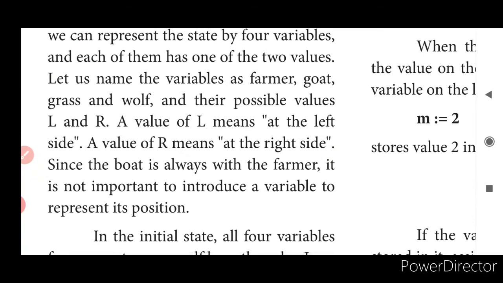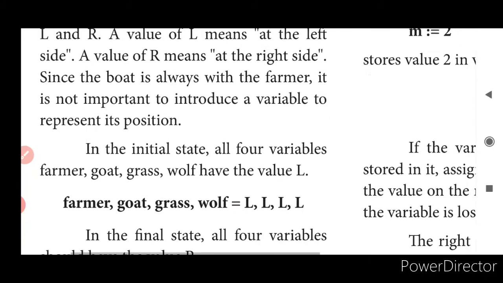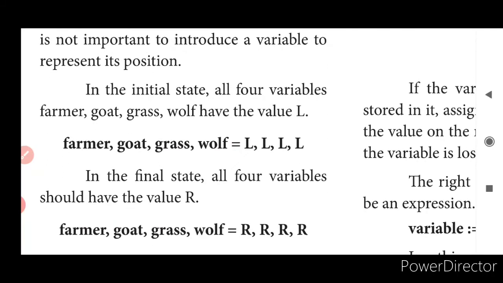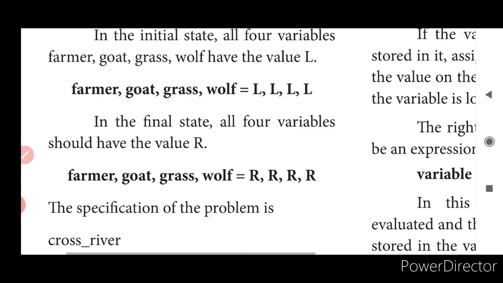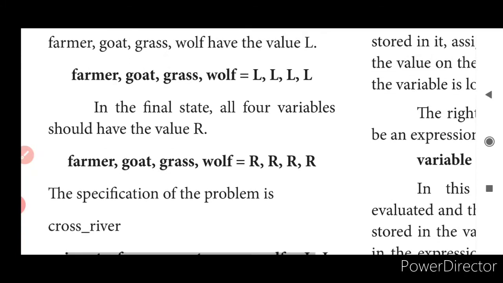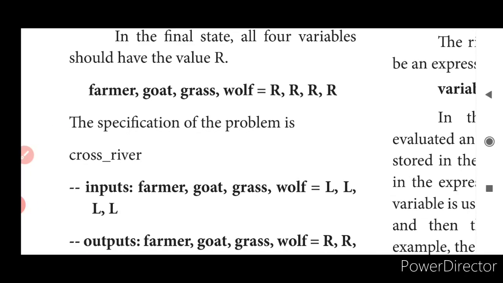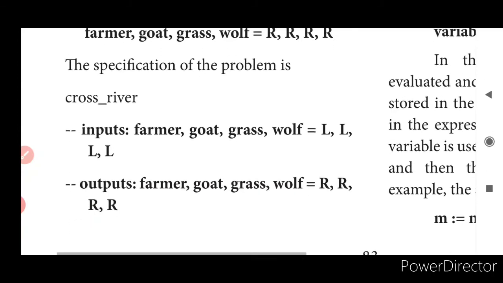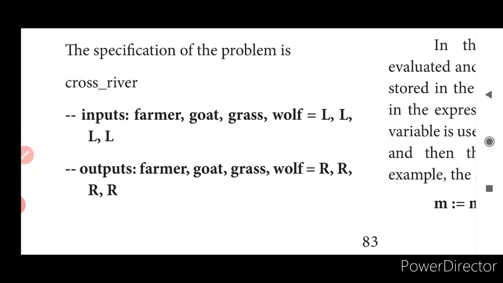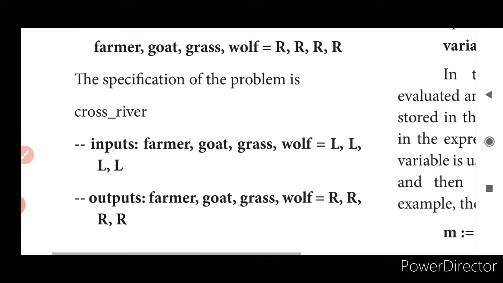See, left to right, right to left, this we already explained. First everything will be on the left side, and then I have to take everything to the right side, the final state, isn't it? What is the name of the algorithm? It is going to be crossing the river. What is the input that we have? Farmer, goat, grass and wolf, everything on the left side. Finally everything should be on the right side. This is the output, isn't it?